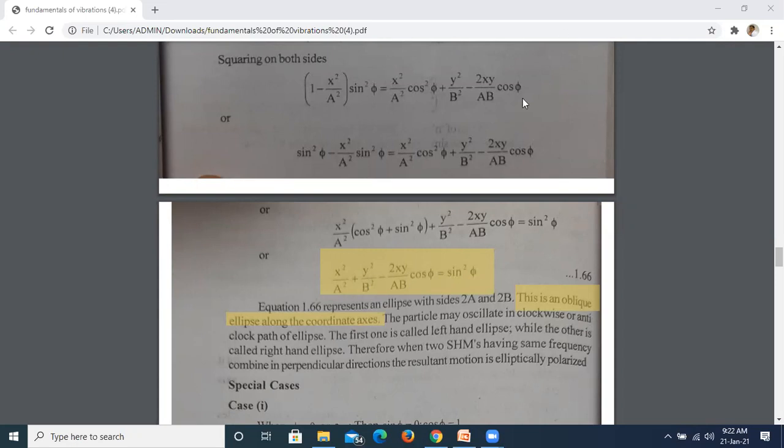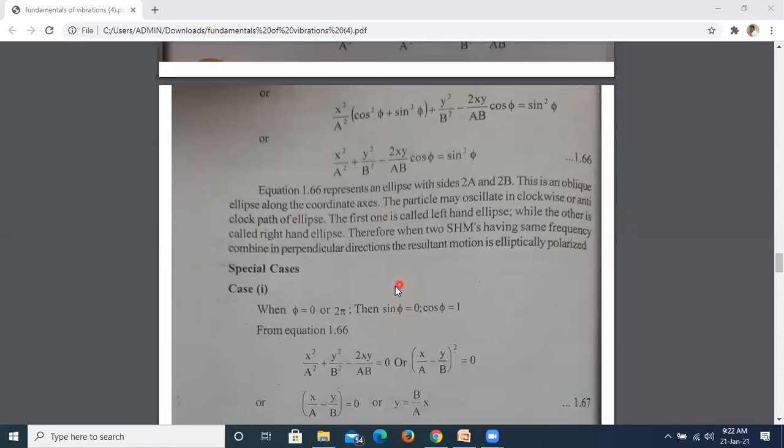In our discussion, we considered the same frequency. If the frequencies are different, that is also one of the deciding factors. Let us see the cases.